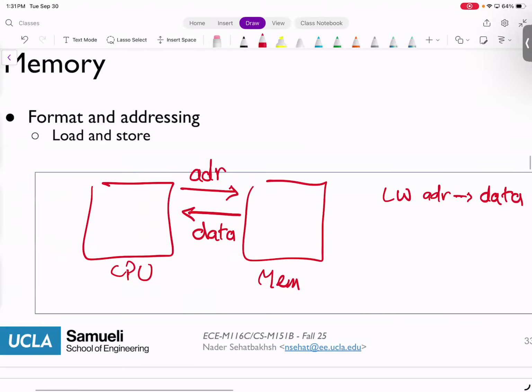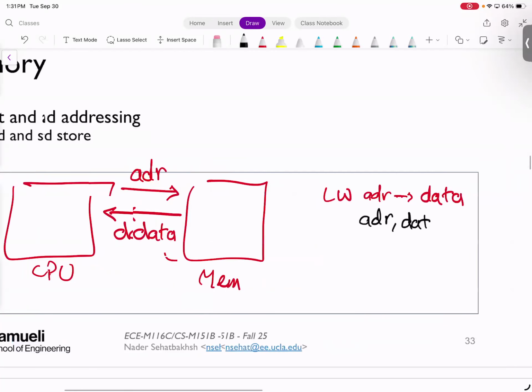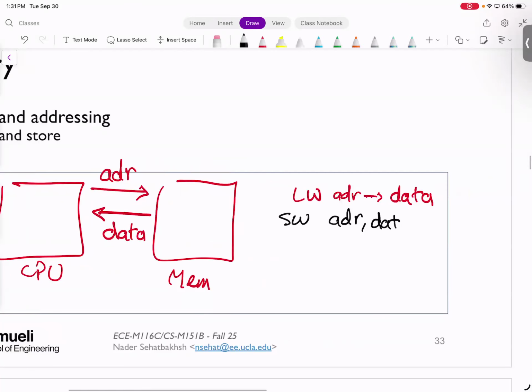Storing is the opposite. So storing is I put the address and data. Okay, so this is a store word. I put the address and data, and memory just stores it. I just say, okay, here's the address, here's your data, go and store it. I just move on. Okay, so the load process is usually much slower than the store process. Why? Because I need the memory to give me the data back, and in that process I need to wait. Whereas in the store, I can just basically dump it to the memory and move on.